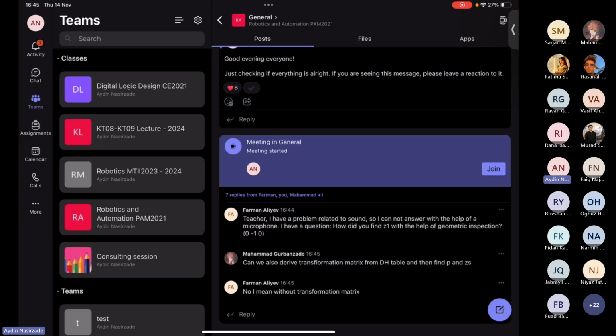Can we also derive transformation matrices? Of course. Yes.